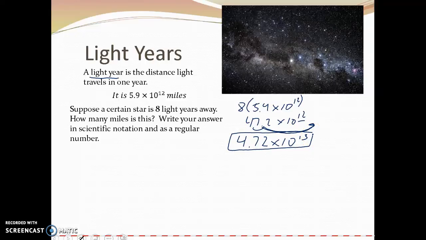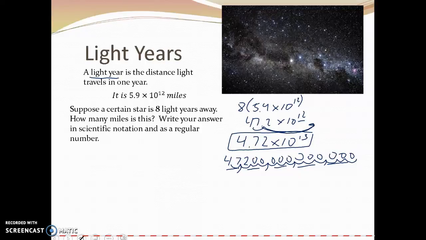And what does that look like as a regular number? Well, we're going to have the 4, the 7, and the 2, and we're going to start with the decimal here and move it 13 spaces to the right. That's 1, 2, 3, 4, 5, 6, 7, 8, 9, 10, 11, 12, 13 spaces, which means we're going to add these 3 zeros and 3 more zeros, 3 more zeros, and these zeros. So this is the ones period, the thousands period, the millions period, billions, and trillions. That's 47 trillion, 200 million miles away in 8 years.